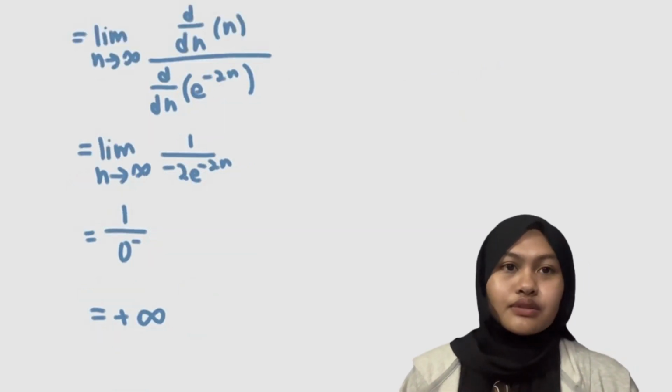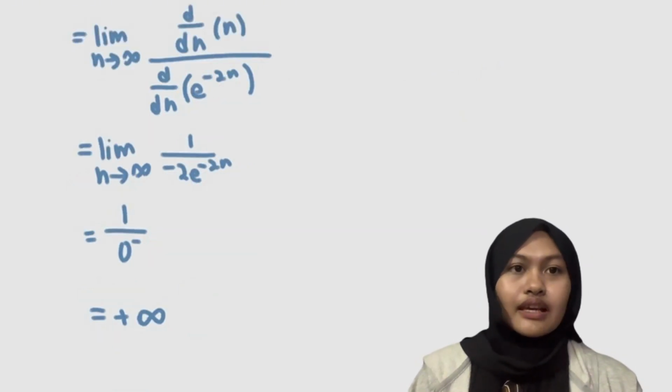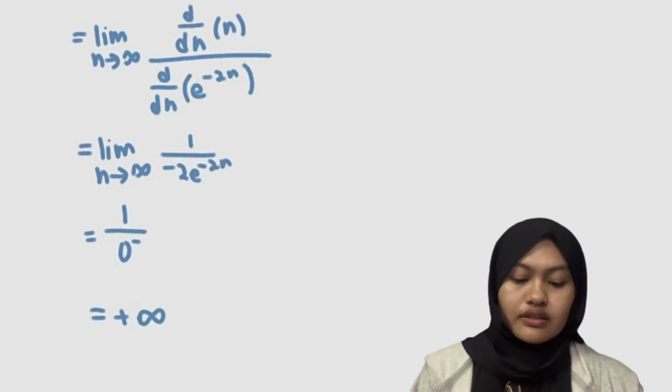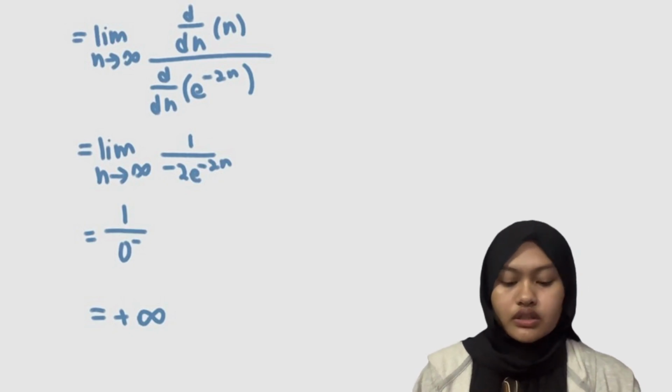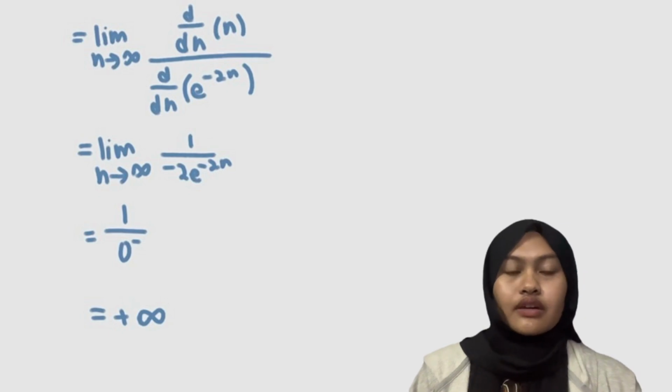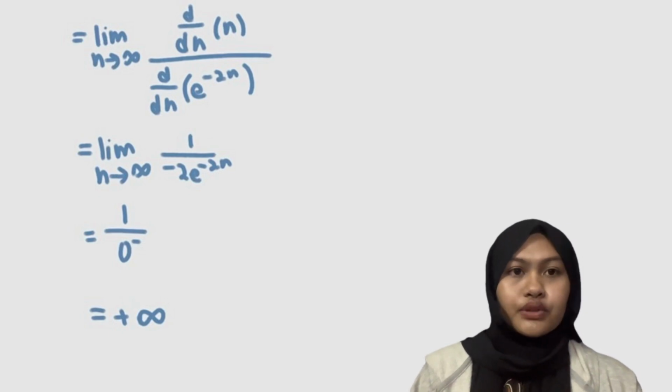The last step is we evaluate the limit as n approaches infinity. That means e to the power of negative 2n equals positive 0. So the answer that we get from this equation is positive infinity.